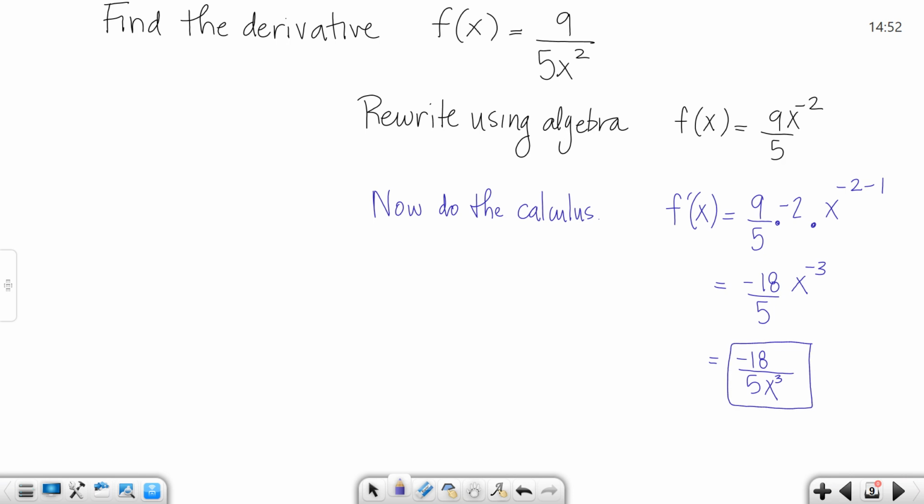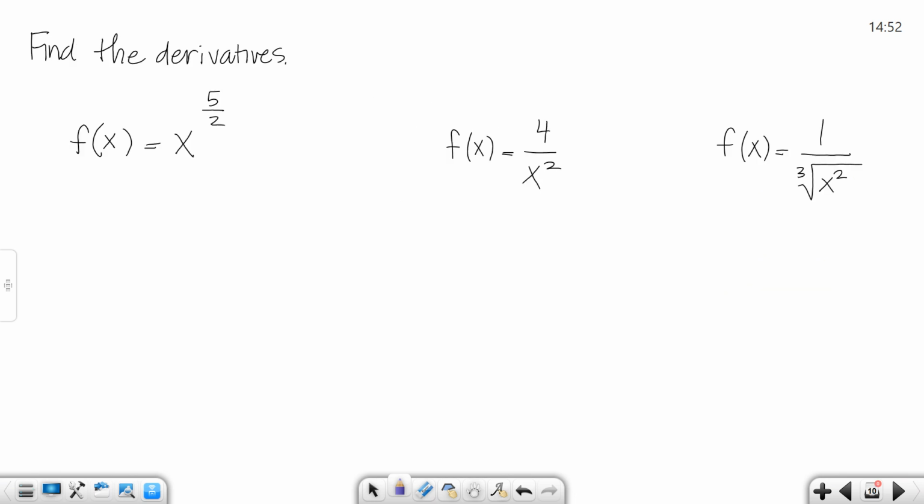For those of you in an online class and you're using the My Math Lab homework, sometimes it keeps it as a negative exponent and sometimes it changes it to a positive exponent by moving it across the division bar. So if you don't get the answer in the right form one way, just try it the other way. Okay, so let's try some more of these.